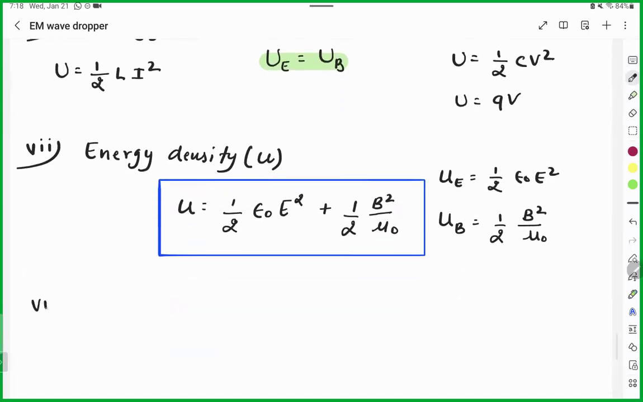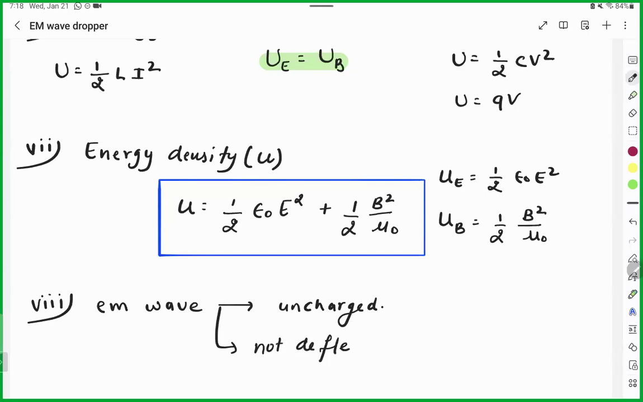Next, Sarah, is this electromagnetic wave charged? Answer is no. It is uncharged. EM wave is uncharged. There is no positive or negative charge present on it. That's why, being uncharged, it is not deflected by electric field or magnetic field.